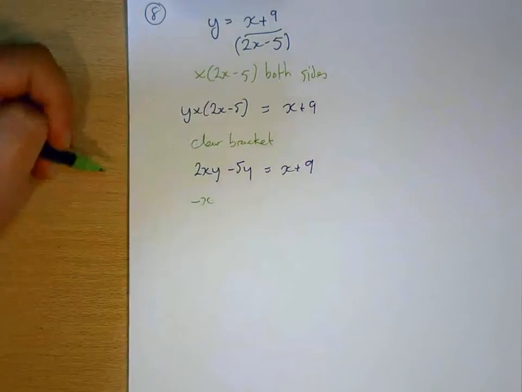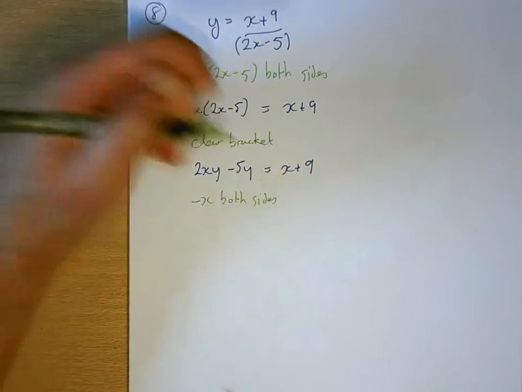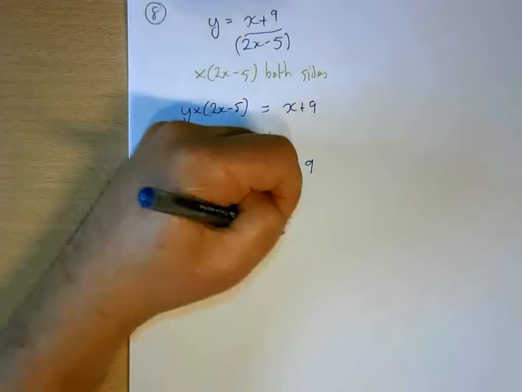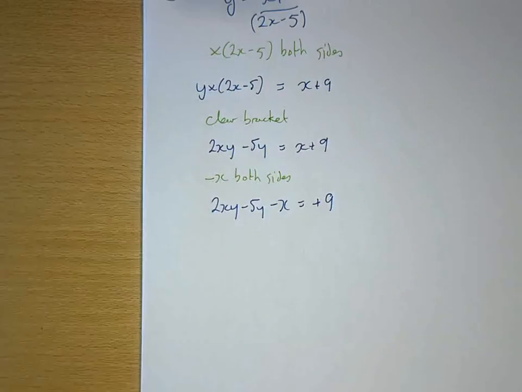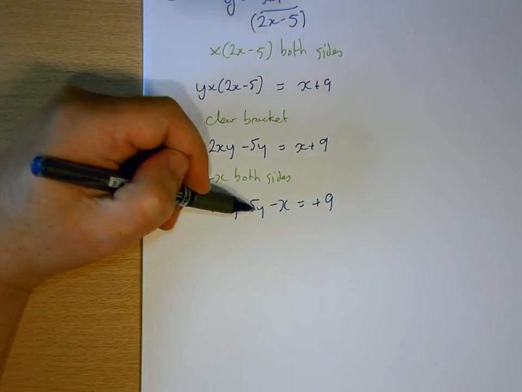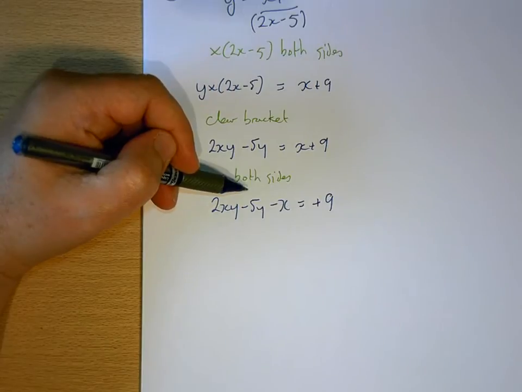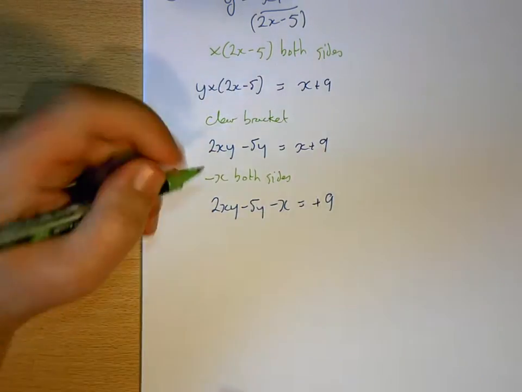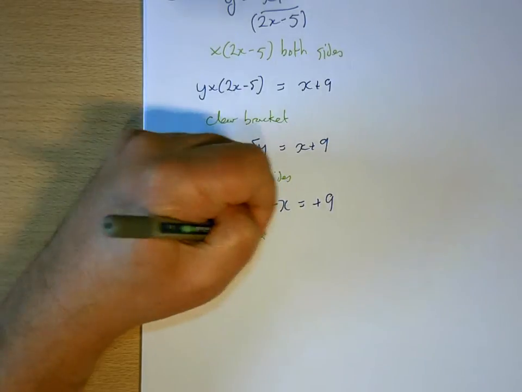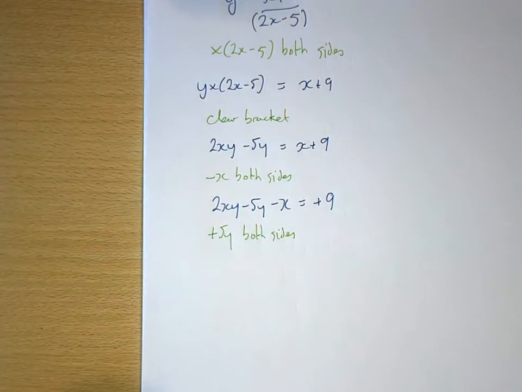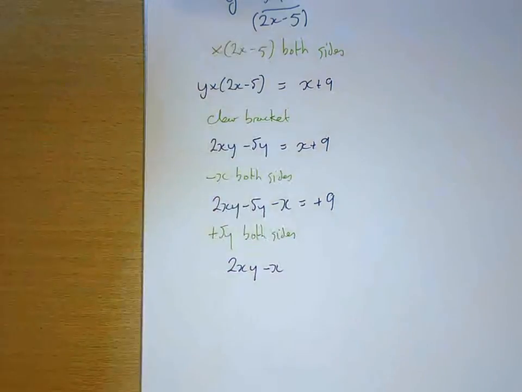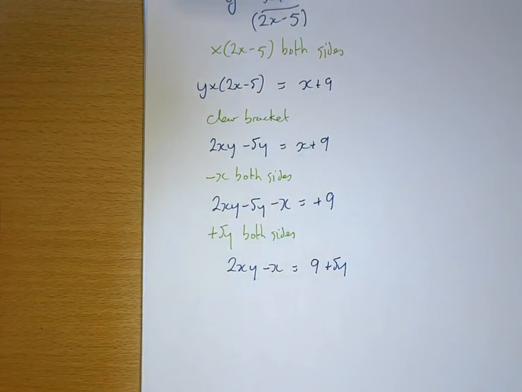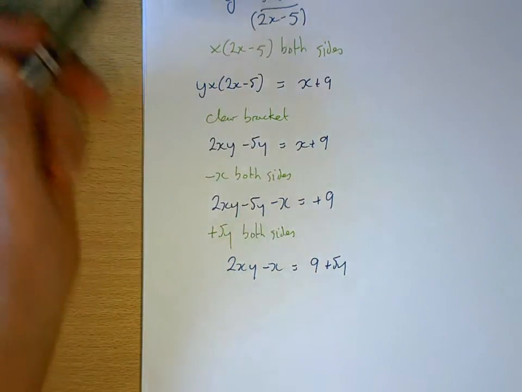So take x both sides, means on this side I've got 2xy, take 5y, take x, and on this side I've got my 9. Now this take 5y here hasn't got any x's in it, so I want to get rid of it. In order to get rid of a take 5y, I add 5y. Add 5y to both sides, leaves me 2xy, take x on this side, and 9 plus 5y on that side. That plus, you don't need it there because it's the first term, so we just assume it's there.